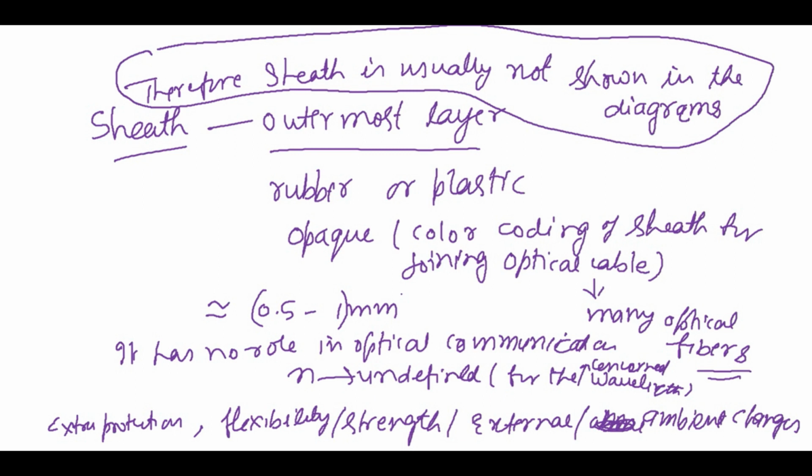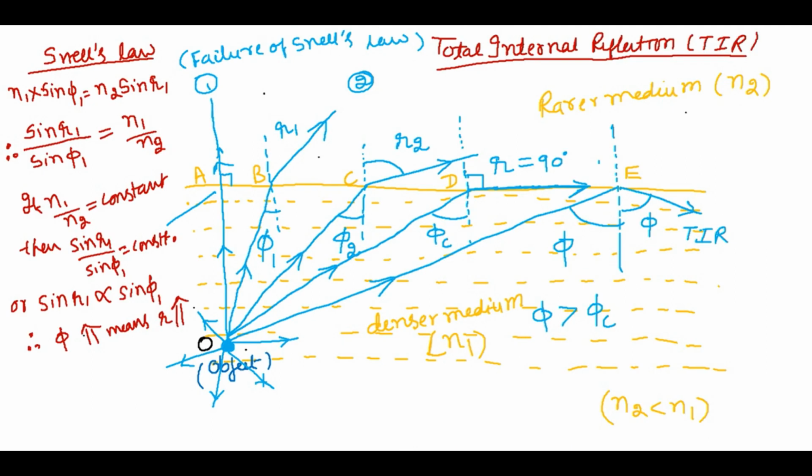Let us now discuss what is the principle and working of the optical fiber. Okay, let us now discuss the principle of optical fiber. So the principle of optical fiber is actually total internal reflection. I will abbreviate this total internal reflection as TIR. So I have given the demonstration of total internal reflection in this diagram.